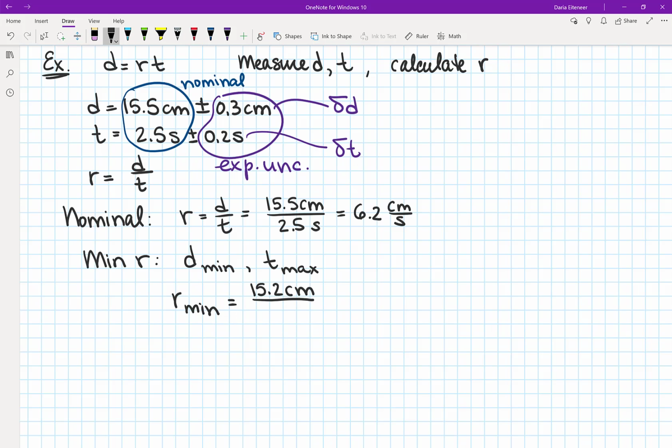And for maximum time, I would take the nominal value and add the uncertainty. So this would be 2.7 seconds. So again, I'm going to plug this into my calculator. And remembering sig figs, I'm going to round this to 5.6 centimeters per second. Okay.